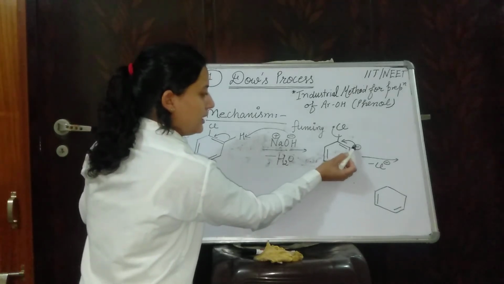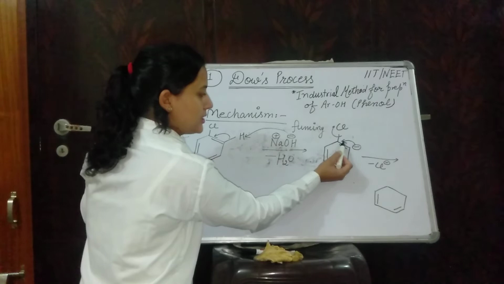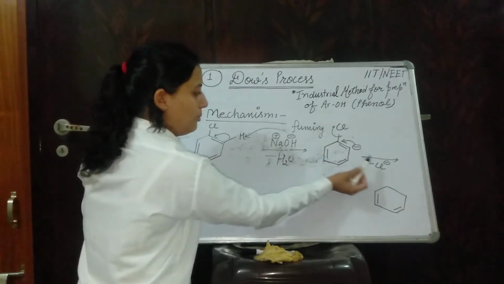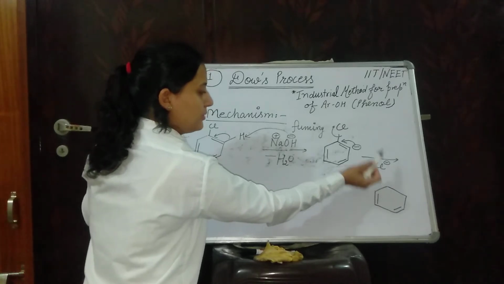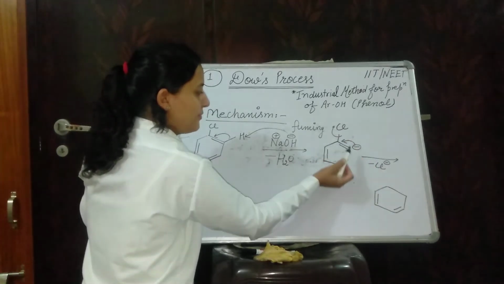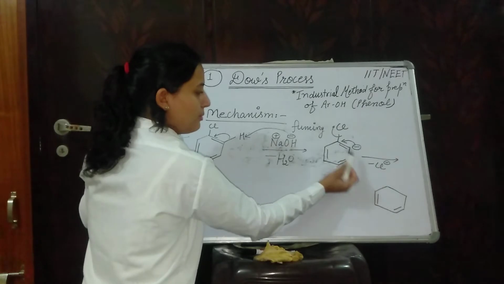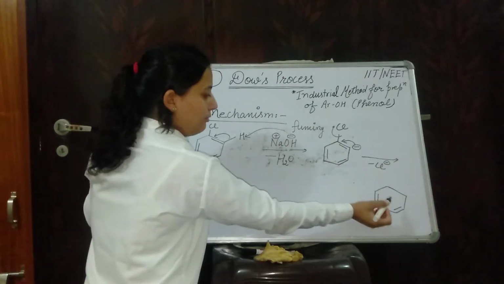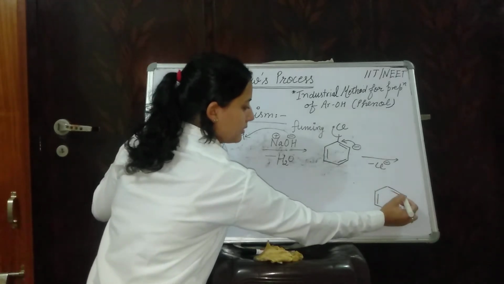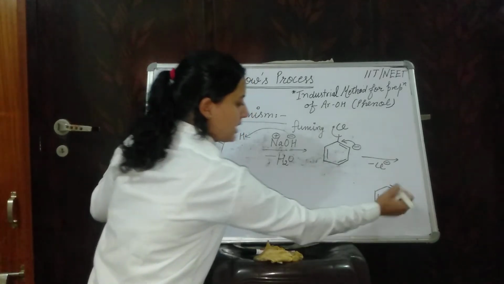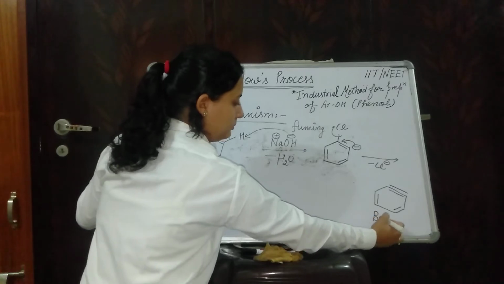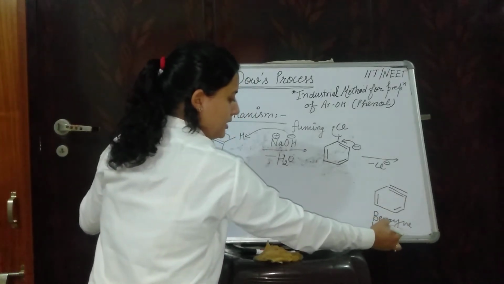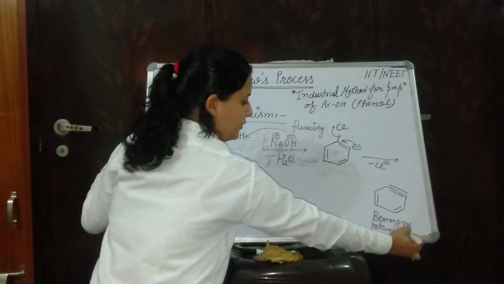This is our negative charge, electron density shifts to this carbon atom, removal of chlorine group. Chlorine will be removed from the system, it will leave the group. It is a very good leaving group because after leaving it is stabilized. Formation of this one, and this is our benzyne. Benzyne intermediate. This is highly reactive in nature.